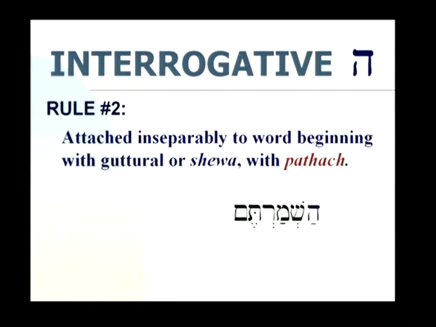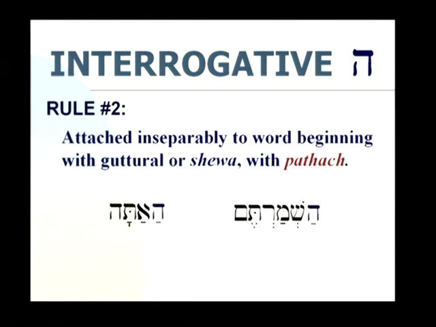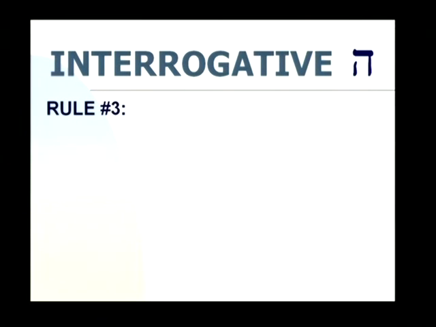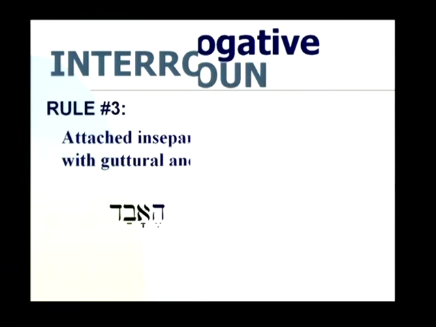And we have it sometimes attached as a pathak before a guttural that has a schwa or a pathak. And we had that question asked today, and it was ruled out because it was a strong guttural and not a schwa or another form of guttural. And sometimes it is a sigol with guttural and comets. Guttural and comets.